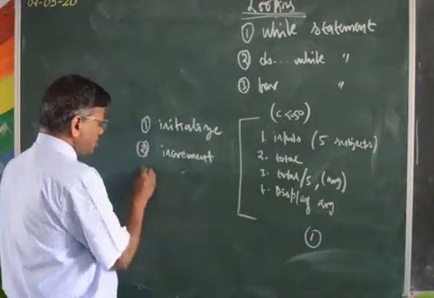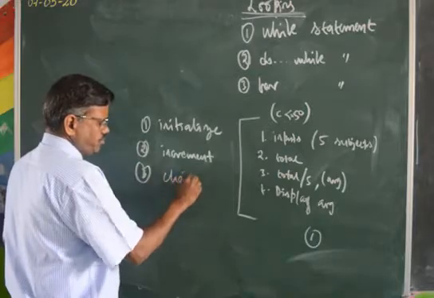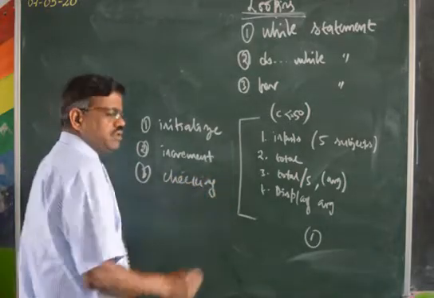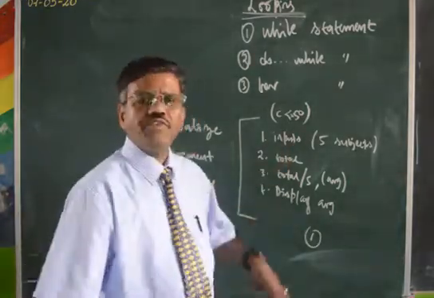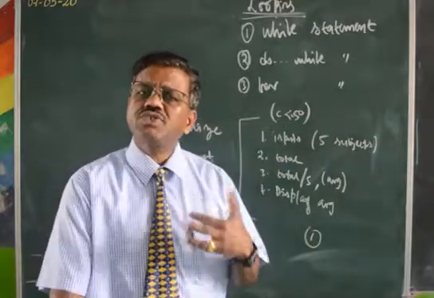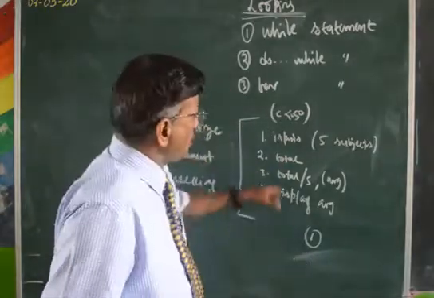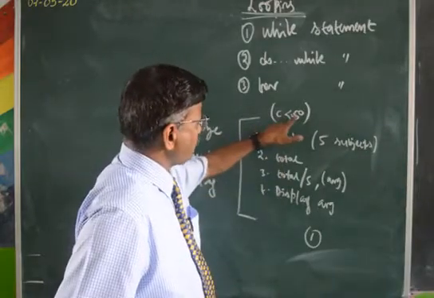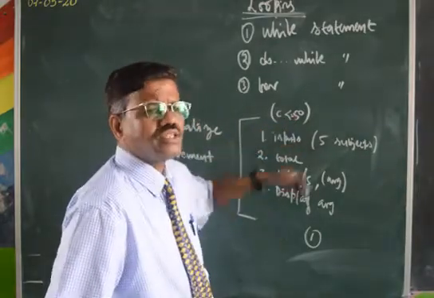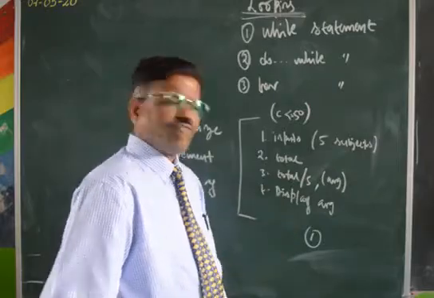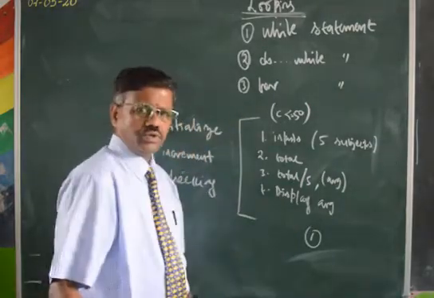Then checking. How many times do you have to do it? 50 times. Every time you increase it, you must check. Did we reach 50? Did we reach 50? As long as the counter is less than 50, keep doing it. The moment it is more than 50, come out of this loop.